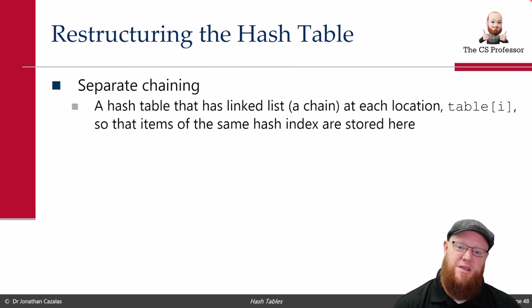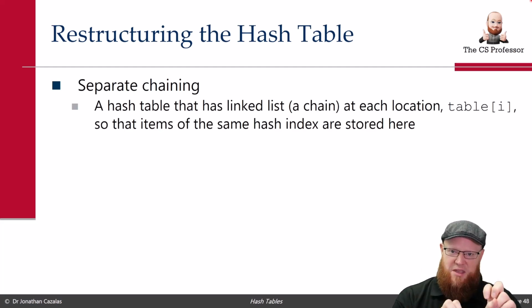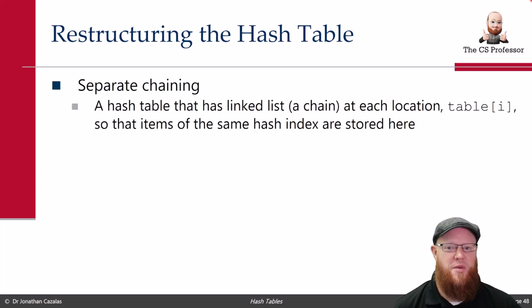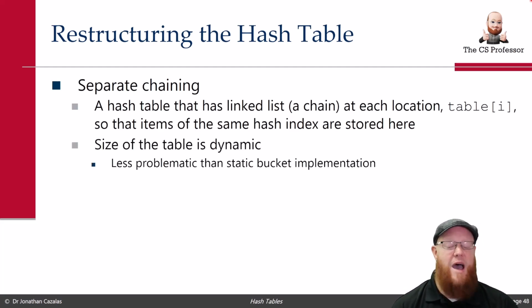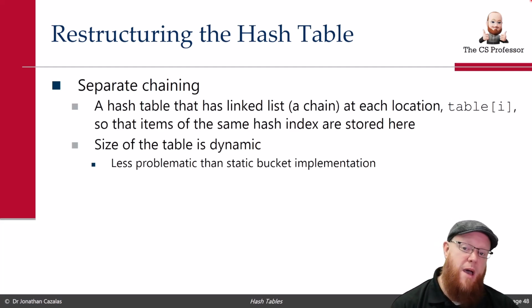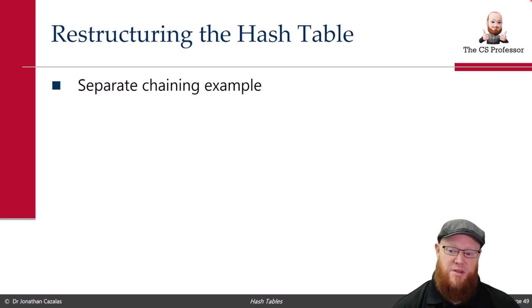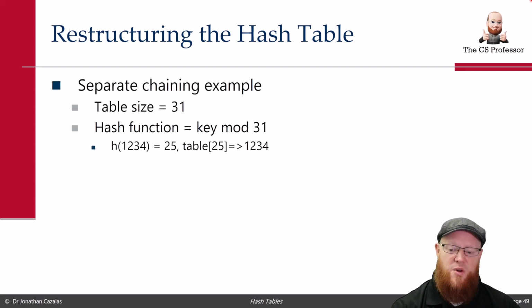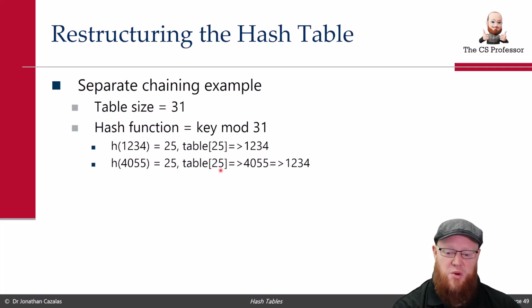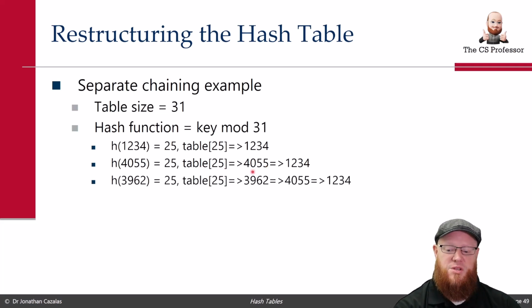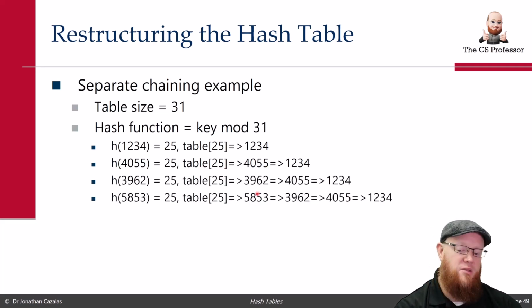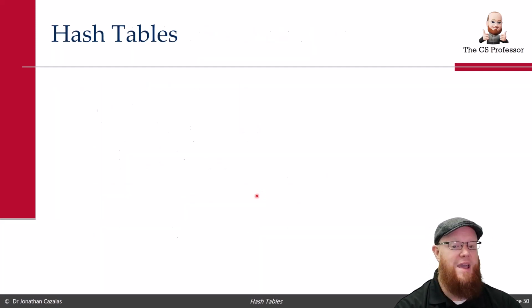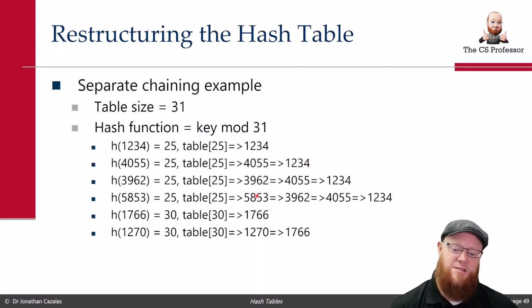Now, at every single index, we have this bucket, but the bucket can grow. The bucket can shrink. Because now we're going to put a linked list at every index of our hash table. So the size of that bucket is dynamic, right? So it's less problematic than that static bucket implementation. Here's our example. The first person, they go to index 25. Here they are. The next person who also goes to 25, we simply insert them at the front. Next person at index 25, insert them at the front, and so on. This is the idea of using a linked list at every index of the hash table.